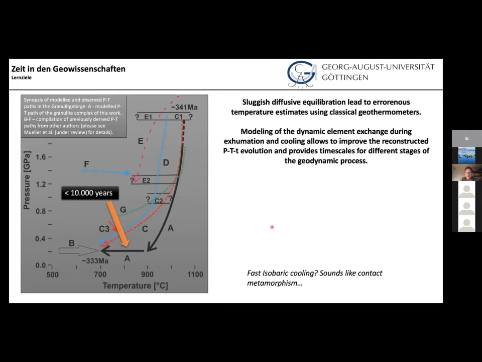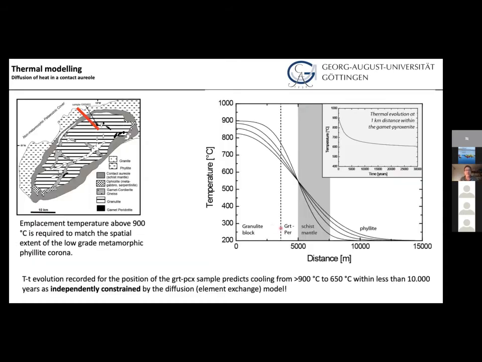So we can check for this, right? Because we cannot only model the diffusion of elements, we can also model the diffusion of heat. And so if we go back to our geological map, and we take a cross section here through the contact aureole, where we have the granulite block here, all the way through the mantle schist and the phyllite. So the granulite block would be this part, the schist mantle here, the phyllite over there. The dashed line marks the position of the garnet peridotite.